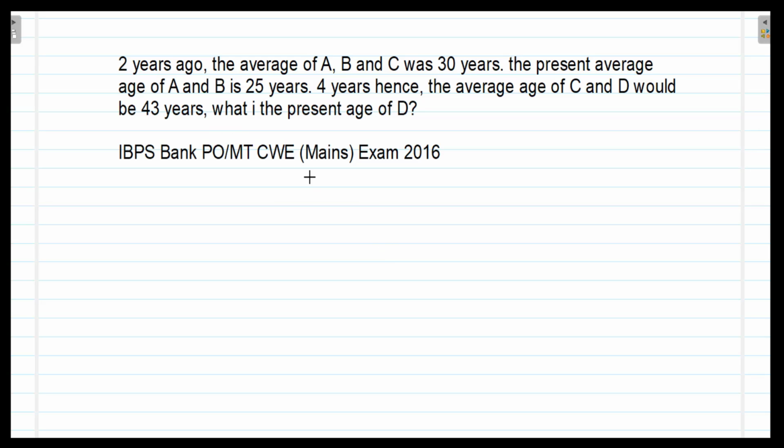Friends, the question is on the screen. 2 years ago, the average age of A, B and C was 30 years. The present average age of A and B is 25 years. 4 years hence, the average age of C and D would be 43 years. What is the present age of D?